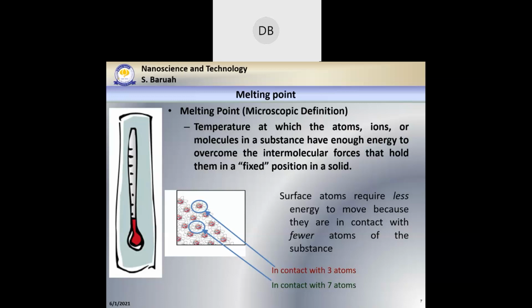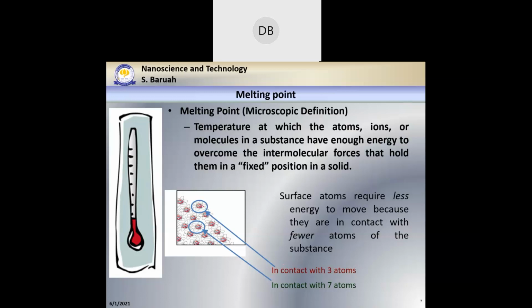Surface atoms require less energy to move because they are in contact with fewer atoms of the substance, right? What we call dangling bonds: some bonds are free because there's nothing outside. So surface atoms are not very strongly bonded. There's an example. The atom inside is in touch with many more. This particular one is in touch with 7 atoms, whereas those at the surface are in contact with 3 atoms. Obviously they more easily break the bonds and move aside.